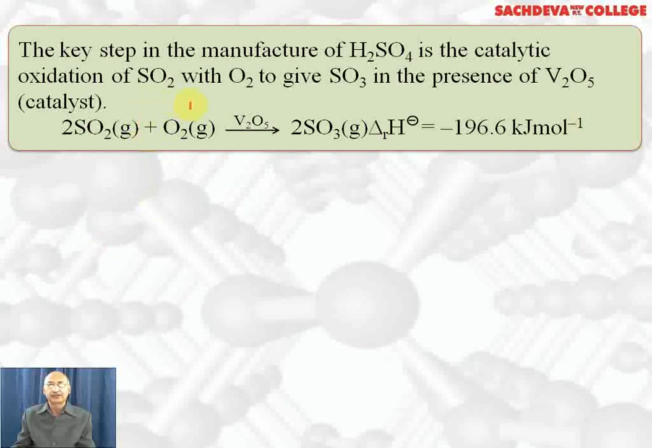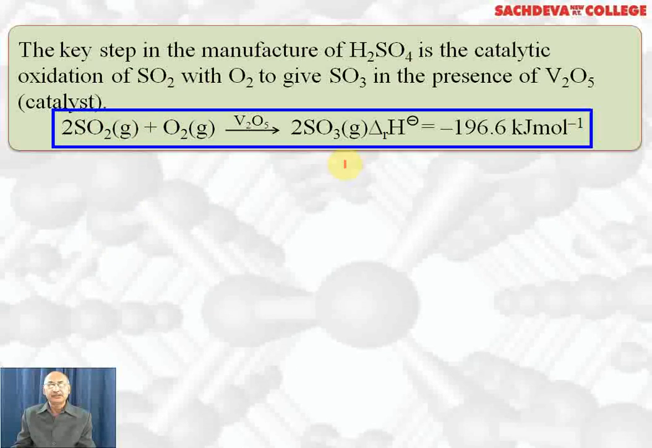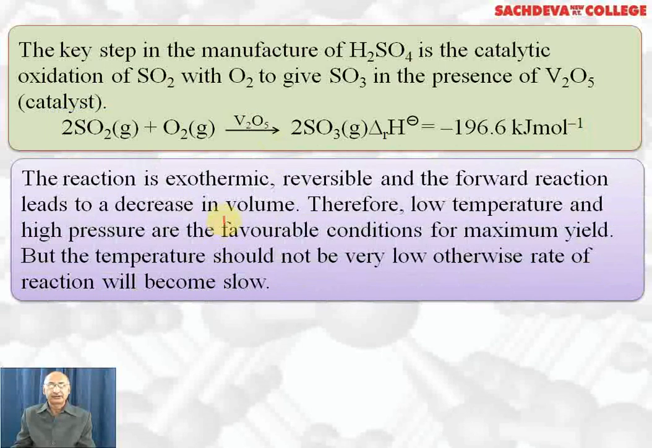The key step in the manufacture of sulfuric acid is catalytic oxidation of sulfur dioxide with oxygen to give sulfur trioxide in presence of V2O5 as a catalyst. This reaction is exothermic and heat evolved is 196.6 kilojoules per mole. The temperature is maintained around 770 Kelvin. High pressure is used so that reaction goes to forward direction.